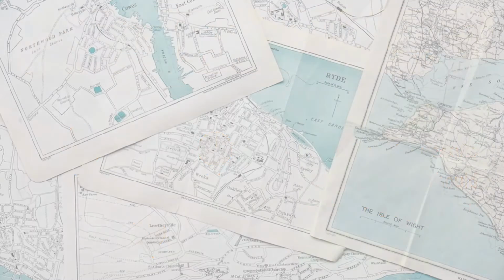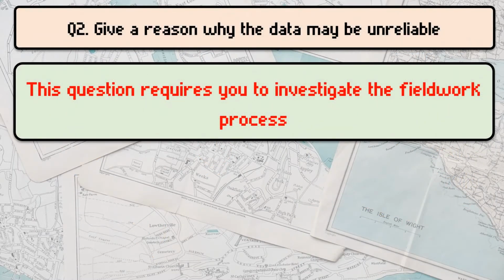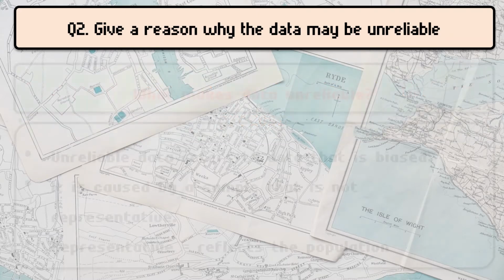Alright, moving on. So the second question is as such: give a reason why the data may be unreliable. For this question, it requires you to investigate the fieldwork process. What I mean by fieldwork process refers to, for example, how many people they interviewed, how they chose the people who they interviewed. So these refer to the fieldwork process.